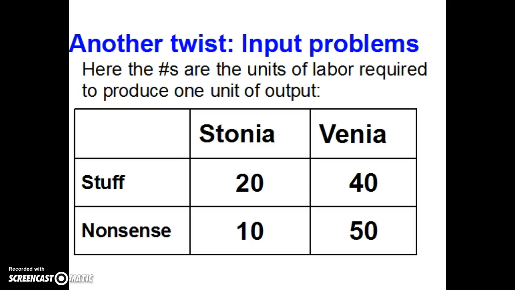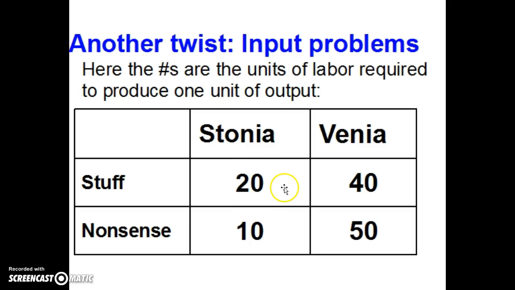And when you're doing an input problem, the numbers in the grid no longer represent output possibilities, but they represent resources used to produce 1 unit of output. So it's a little bit more challenging to calculate the opportunity cost. We're not used to doing this. So this is, say, the number of units of labor required.